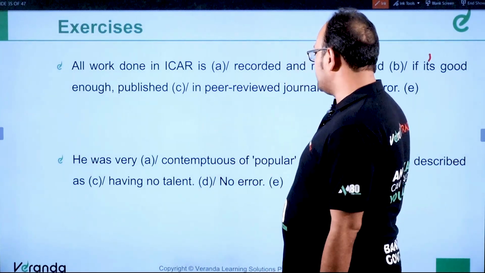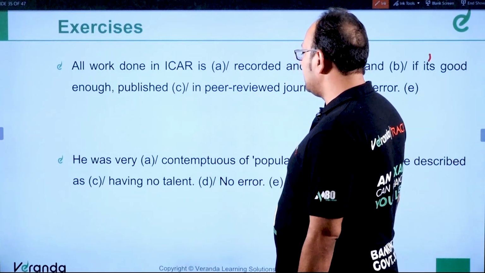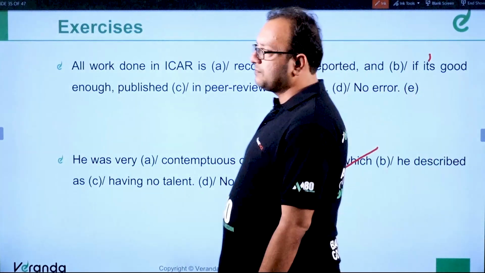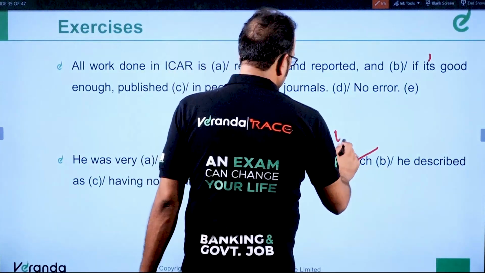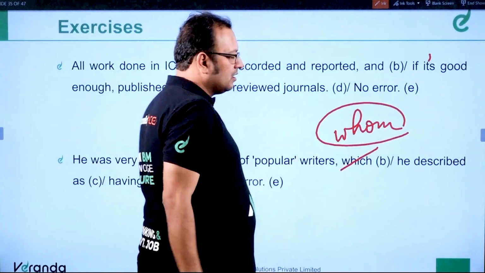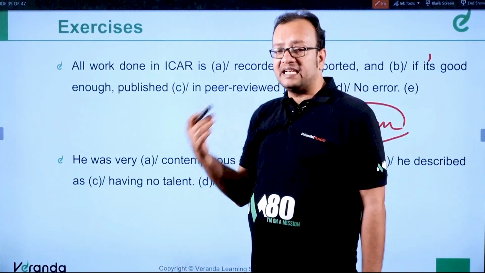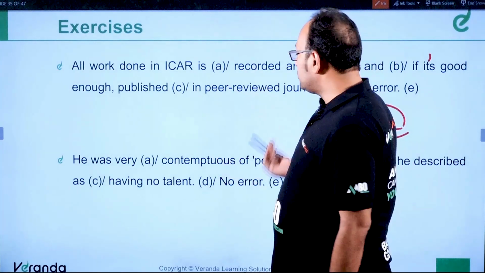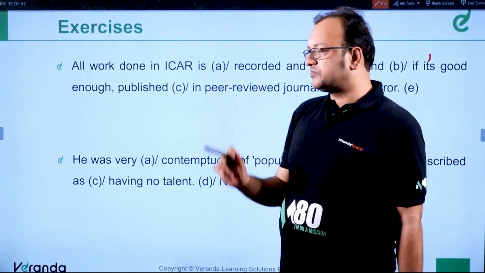He was very contemptuous of popular writers, which he described as having no talent. Which is not the correct relative pronoun over here, which is used for objects. So it should be whom he described. Whom should be the correct relative pronoun, because the antecedent is popular writers, so the relative pronoun should be whom or who for that matter, because we are talking about people, right? But we cannot use which, because which is used for objects.